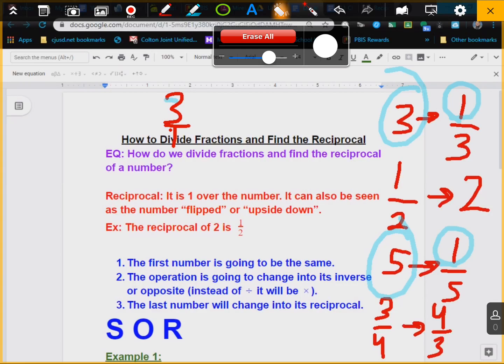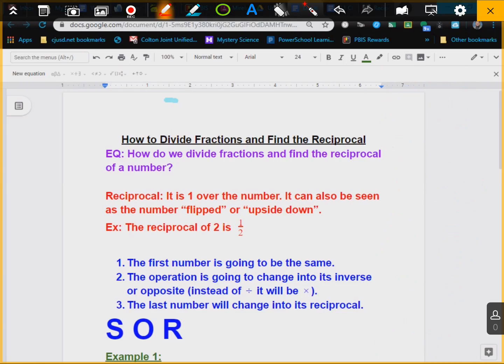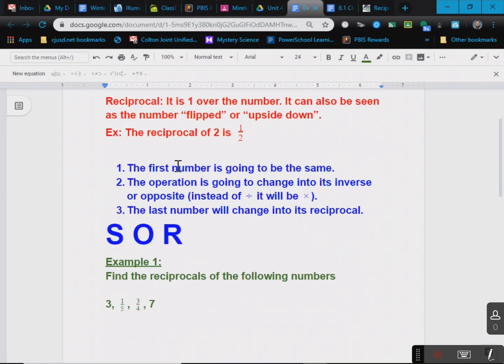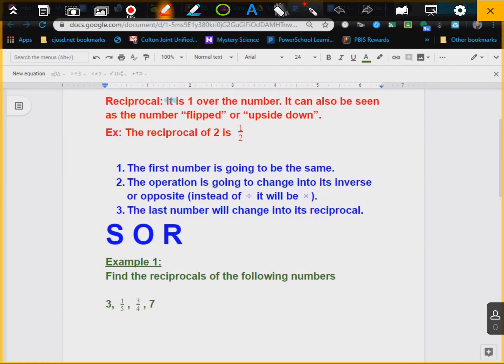All right, so let's go ahead and get started with the steps, which, yes, you do need to write down. Step 1 is that the first number is going to be the same. I want you to circle, underline, or highlight the word same. The next step is that the operation is going to change from a division to a multiplication. It's going to be the opposite. And the last number is going to be the reciprocal. I want you to circle those two. And I know this as the acronym SOAR.